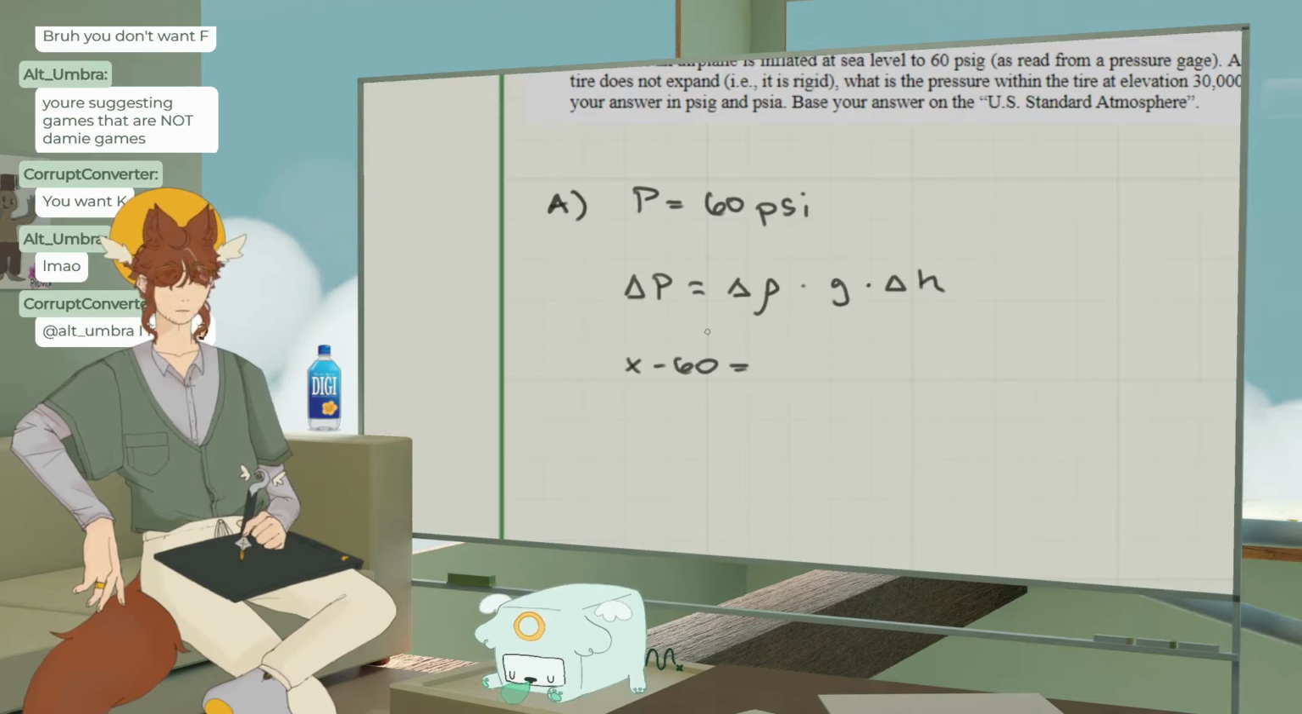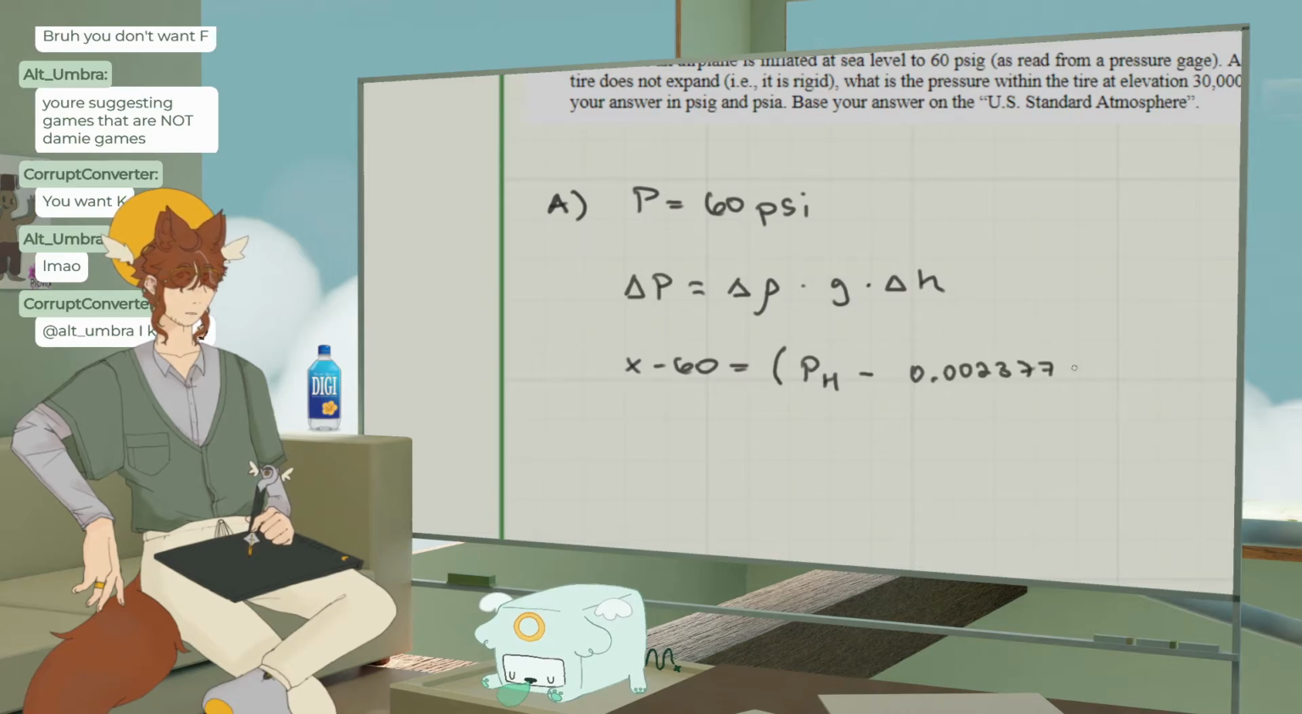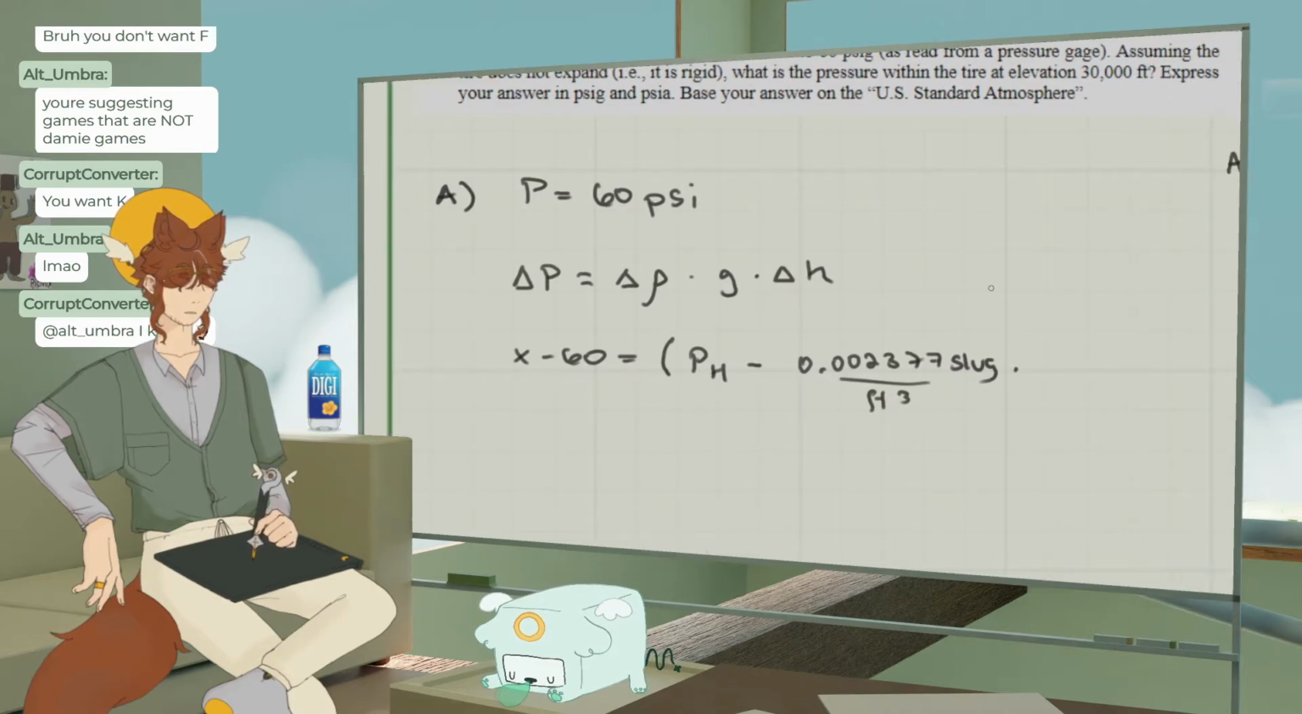Okay, but we know it starts at 60. And the density at 60 is, so this is like P high minus 0.002377 slug per feet cubed. Oh, I could just use specific weight. Let's do that instead.